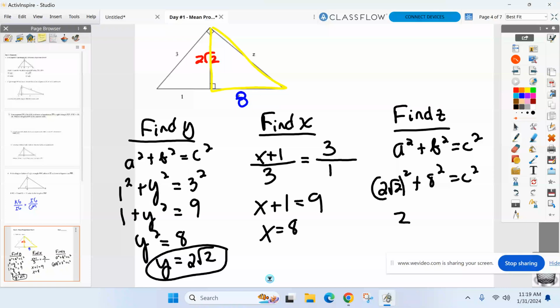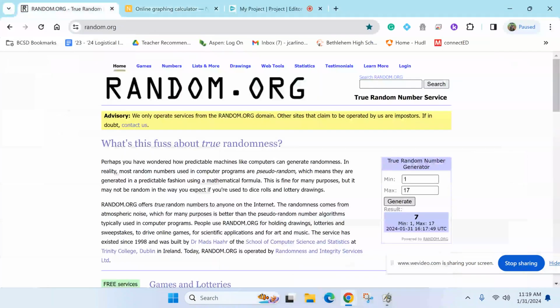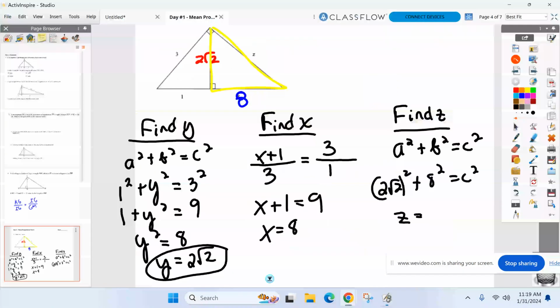And no matter what we do here, Z is going to come out to be what? When you're ready. Doyle, what do you got when you're ready? Get that calculator fired up. 6 radical 2. Yes, good work.